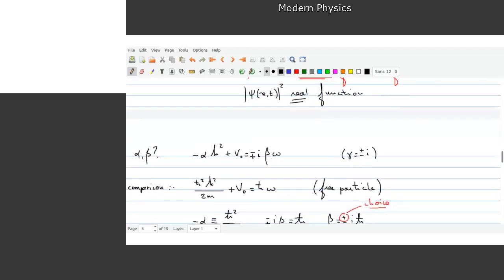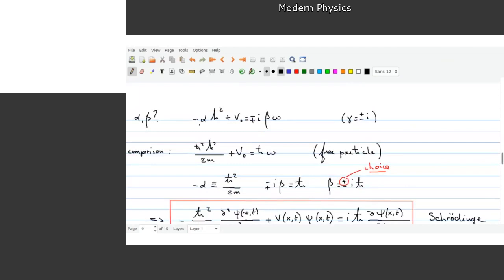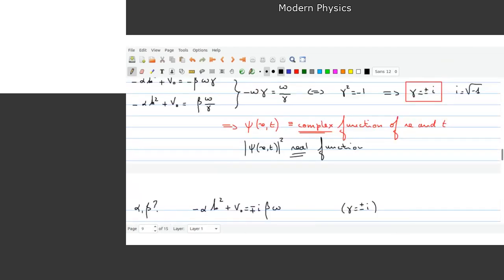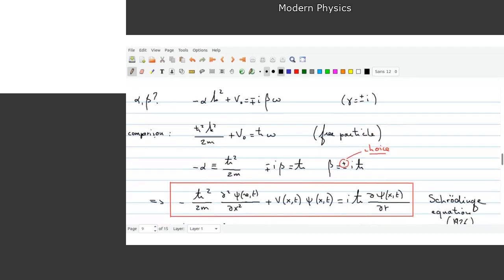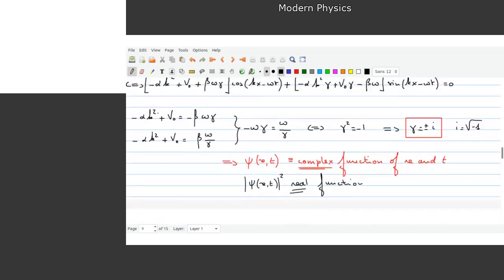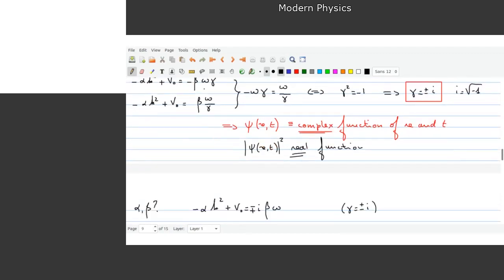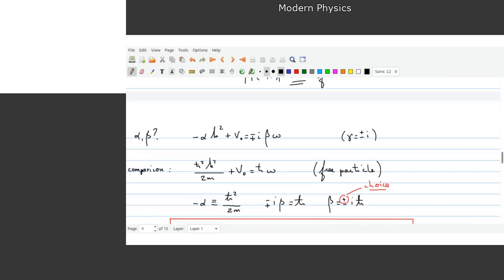And so let's come back to our problem here, because we have this value for gamma, and now we want to find the value of the coefficients alpha and beta, using these findings. So we have this function: minus alpha k squared plus v0 will be equal to, this is the same number here, minus or plus i beta omega, depending on whether gamma is equal to plus or minus i.